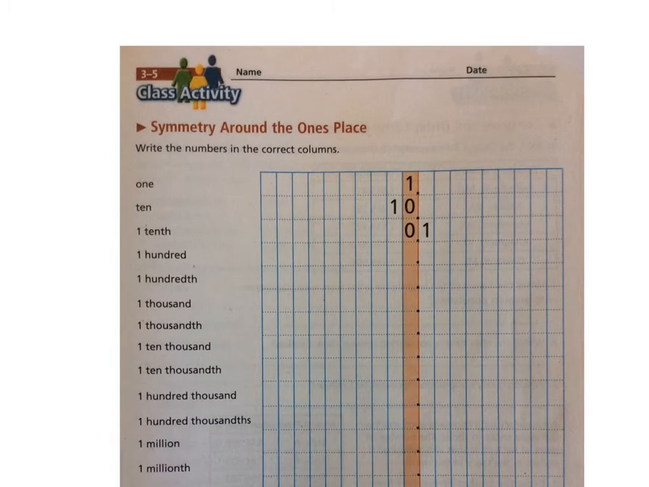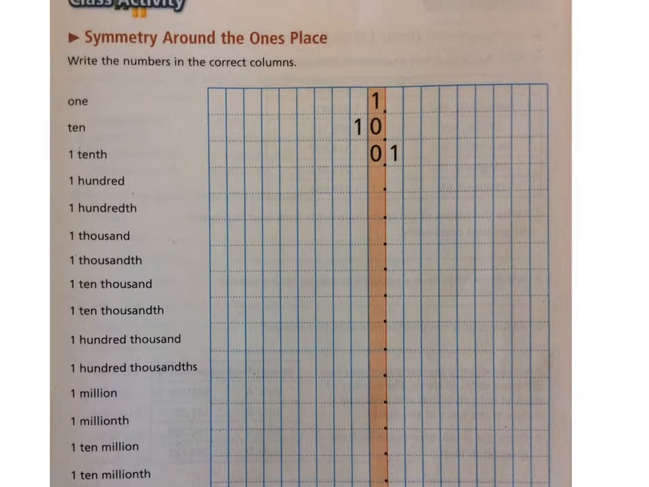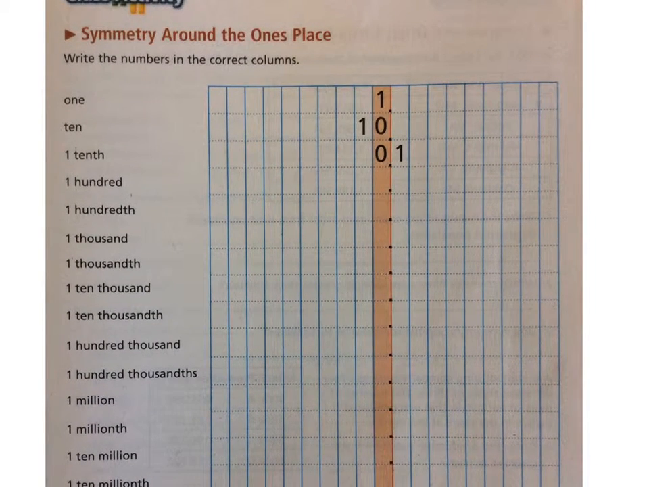Our first page today has us looking for patterns and symmetry around the ones place. Notice that they've highlighted the ones place all the way down this page. Symmetry means that this side of the page is going to be a reflection of this side of the page. And I can kind of see that pattern already. I see that originally there was a 1 here, now there's a 10, and then over here I see a 0.1. And my next place says 100.